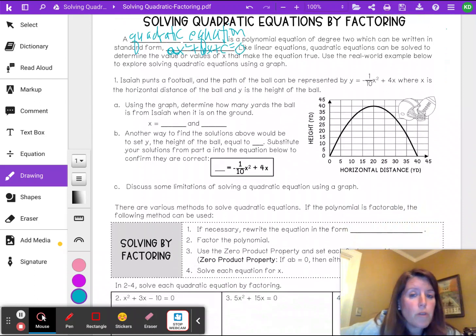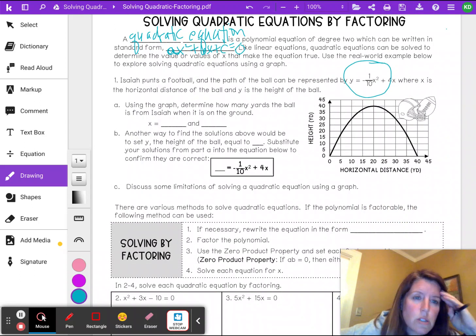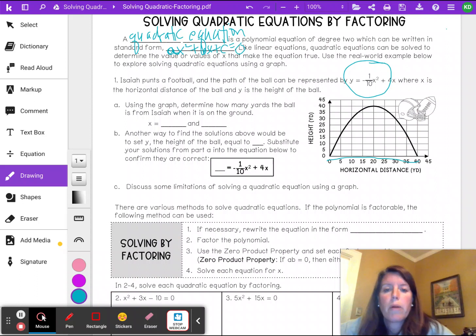So Isaiah punts a football. The path of the ball can be represented by this equation, y equals negative 1/2 x squared plus 4x. x is the horizontal distance of the ball, so right here, this is the horizontal distance. And then y is the height of the ball. So when he punts it, how high does it go? That's going to be that highest point. And then your x is how far he goes with that punt.